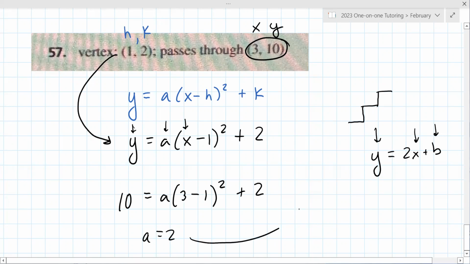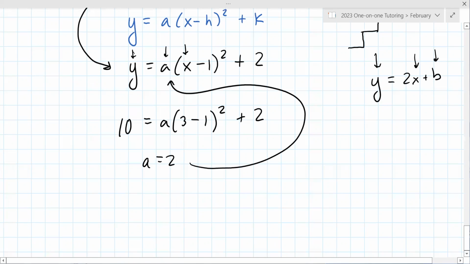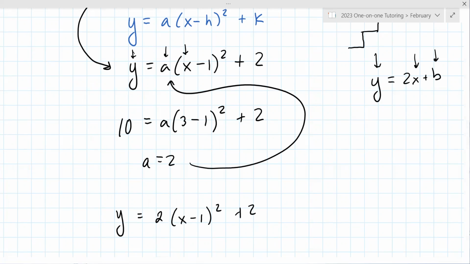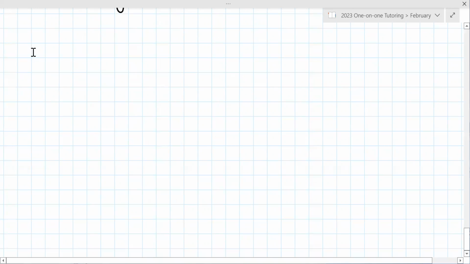Yes. And that goes back into the previous line, like you just said, y equals 2 times x minus 1 squared plus 2. So it sounds like you actually understand that, which is great. Let's have you try 58 on your own, please. And let me know what you come up with.